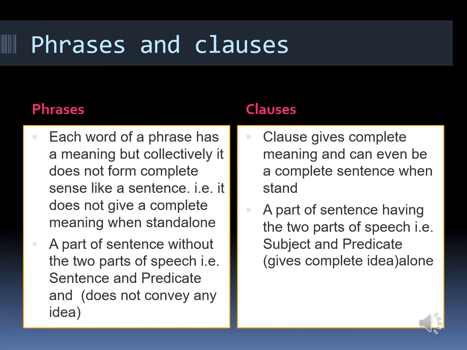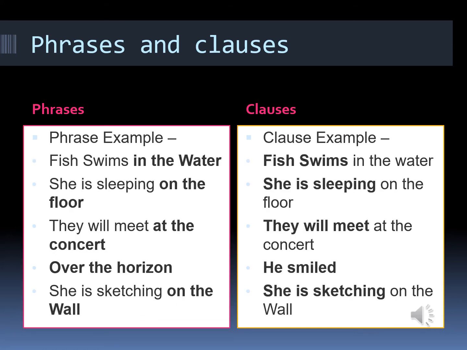So when you identify a phrase, we have already seen that there will be a minimum of two words. We have also seen the different kinds of phrases. Suppose I take the noun phrase, there will be two or more than two words. Here we can see some examples. Fish swims in the water. In the water is a prepositional phrase as it is starting with a preposition. And here you can see there is no finite verb.